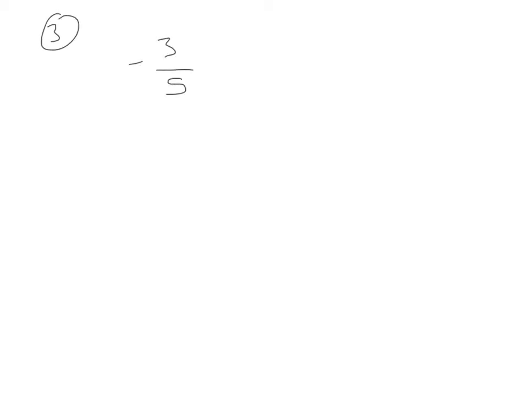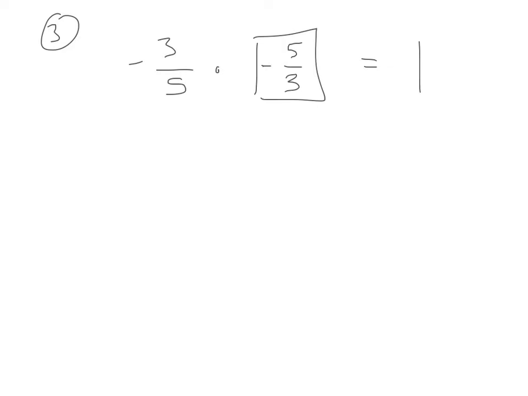-3/5? Well, let's see. It's got to be multiplied by some number, and the product has to be 1. This is a positive 1. I have a negative here, so a negative must be multiplied by another negative to equal positive 1. So we know that the reciprocal of -3/5 is also going to have to be negative. And we flip the numerator and the denominator, so it's going to be -5/3, right?